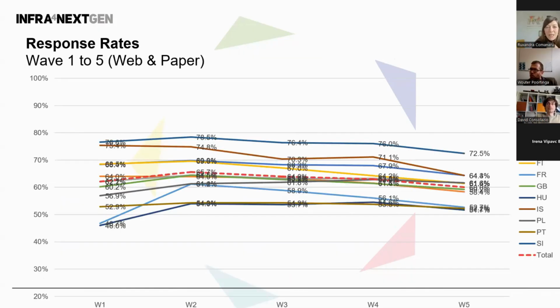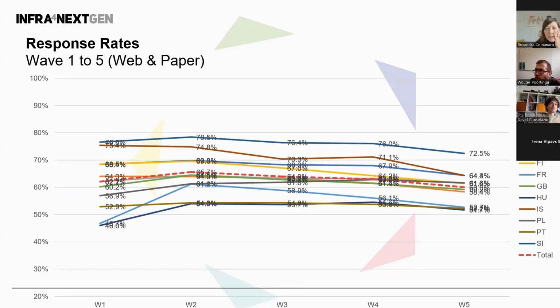And here I'm presenting the response rates. So the response rates for the 5 waves of Infra4NextGen. This is combining the web and paper together. So overall, I think you'll see the dotted line there. That is the total response rate for the panel, and it's around 60% or a bit over, I think, for the total.